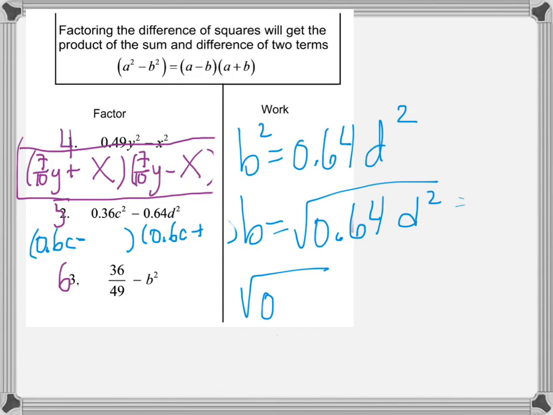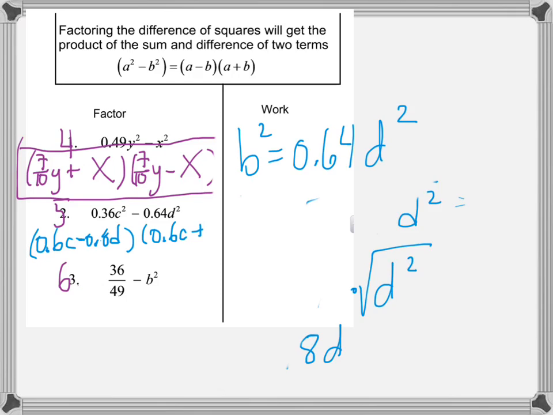Alright, let's break it up into different parts here. Okay, 0.64, you might be able to already see that the square root of that is 8/10. And d squared, the square root of that is d. So here, I'm going to try to fit it in here. And this will be 0.